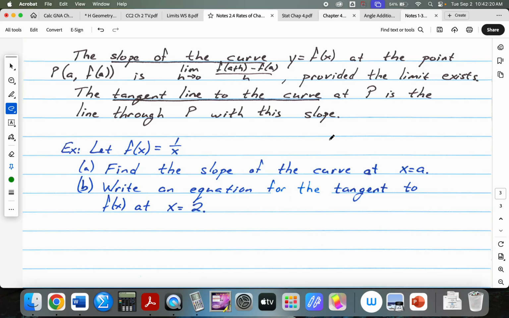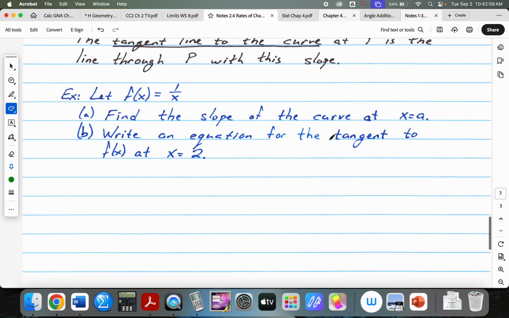So, let's formalize this a little bit. The slope of the curve, y equals f of x, at the point P, which has coordinates (a, f of a), is the limit as h goes to 0. Again, it's h because we're letting the horizontal distance between the second point and our point go to 0, of f of a plus h minus f of a, all over h, provided the limit exists. The tangent line to the curve at P is the line through P with this slope. All right.